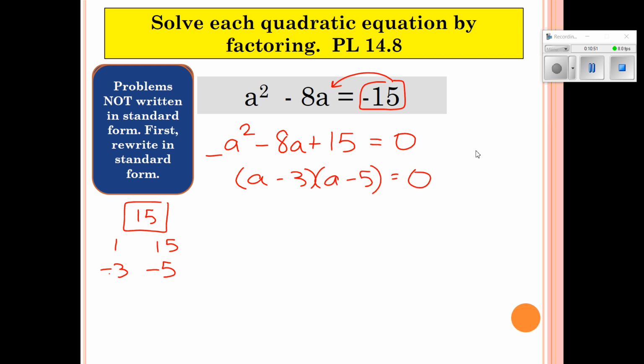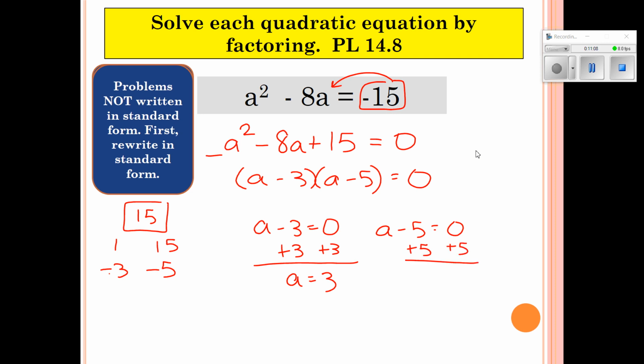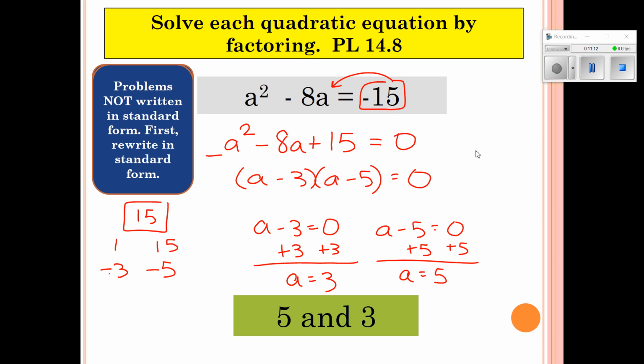When you set both of those equal to 0, you know you're going to get the opposites. So the answer is going to be 3 and 5. But I can show you that if you add 3 to both sides, see how it just changes the sign? So a is equal to 3. And then if you move the 5 to the other side, it's going to be the opposite, and a is going to be equal to 5. So it would cross the x-axis at 3 and 5.